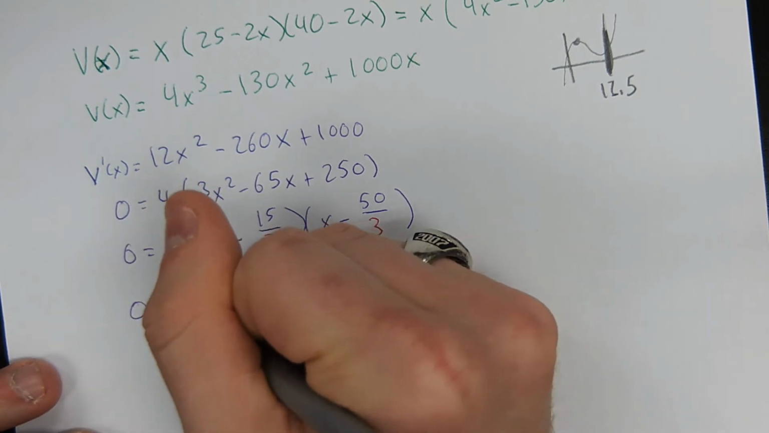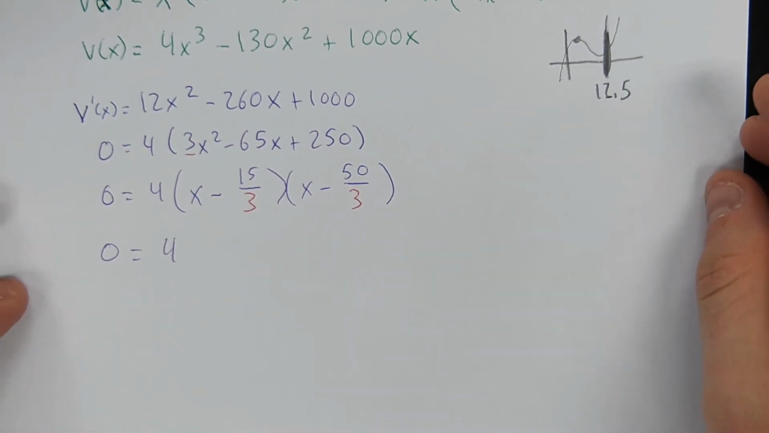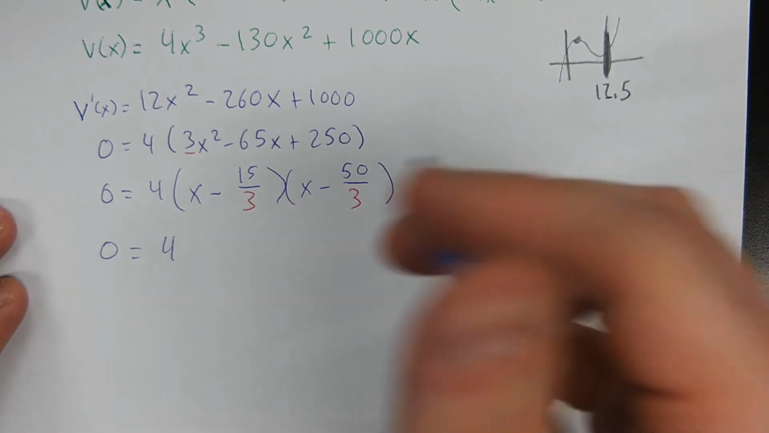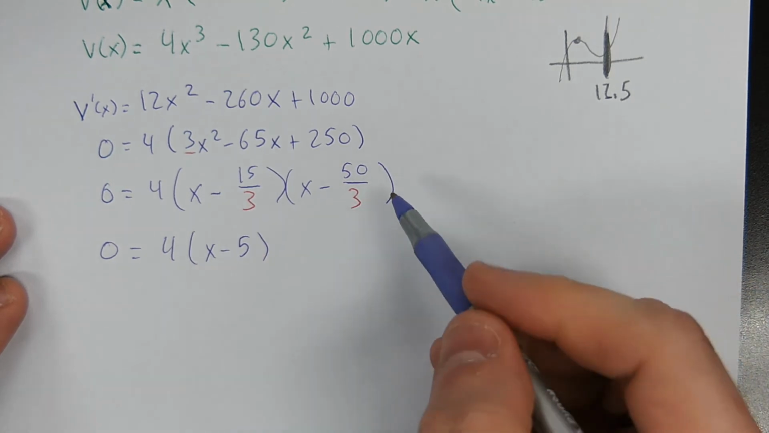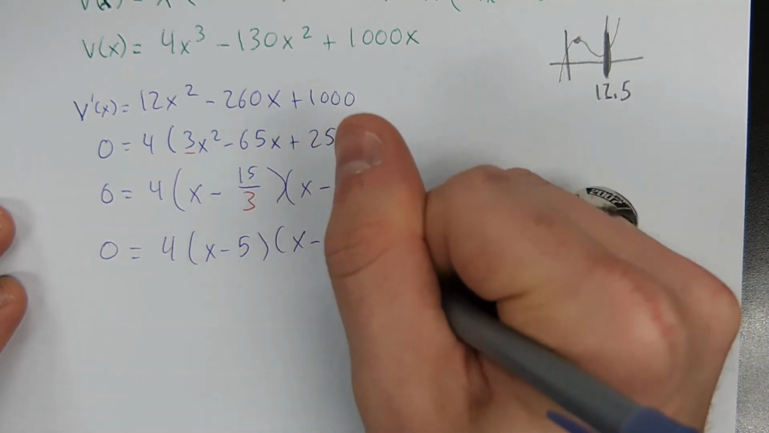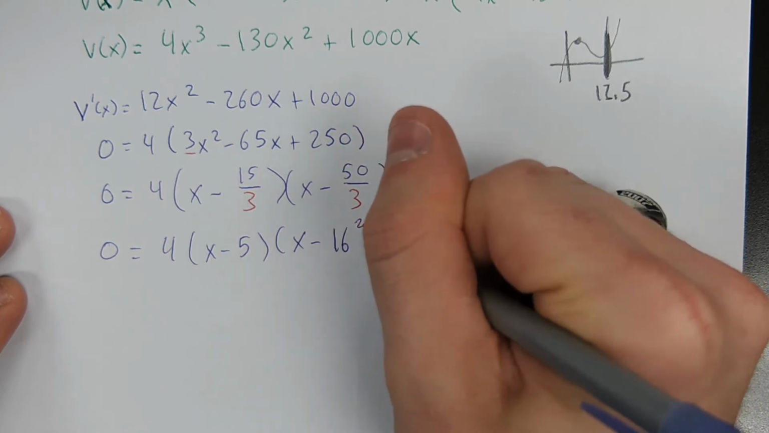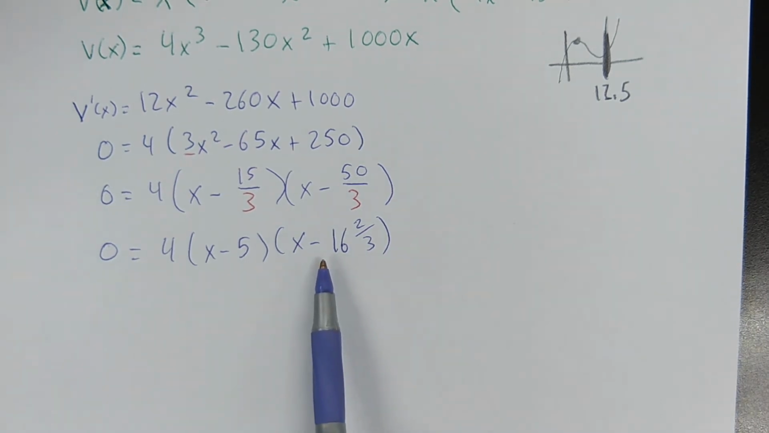So the 4 literally means nothing because it doesn't have an x. We have x minus 5, and this number is 16 and 2/3. I'm only writing it as 16 and 2/3, so that way you can see that the critical value that comes from this set of parentheses, positive 16 and 2/3, is outside the domain.